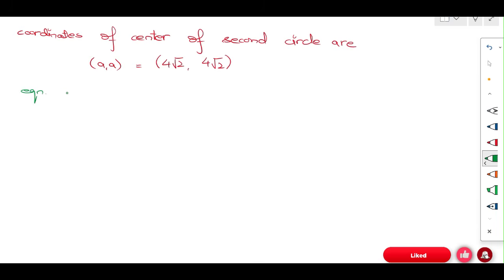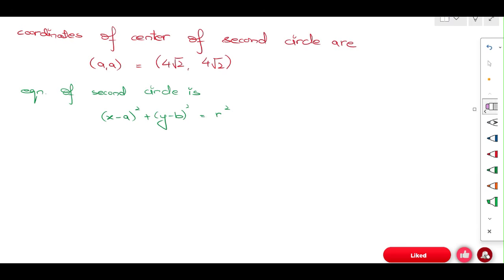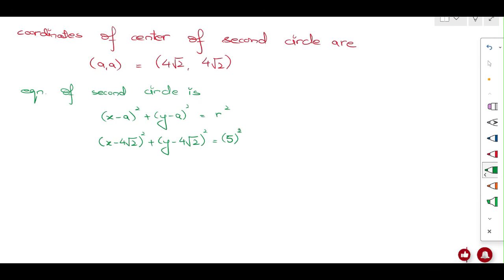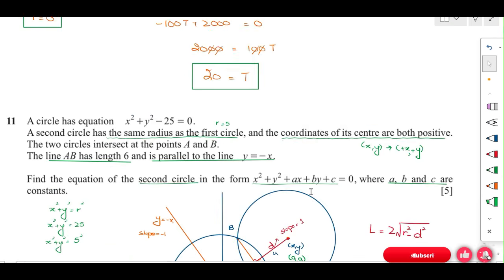Now we can say the equation of the second circle is (x minus a) whole square plus (y minus b) whole square equals radius square. Here a and b, don't confuse with this b, are the coordinates of the center. So (x minus 4 square root of 2) whole square plus (y minus 4 square root of 2) whole square equals the radius 5 square. Okay, so this is the equation of the second circle, but we need to solve this in the required form.